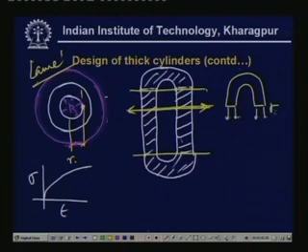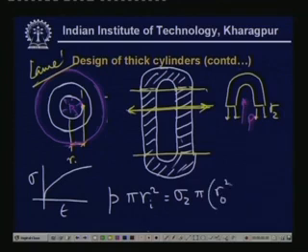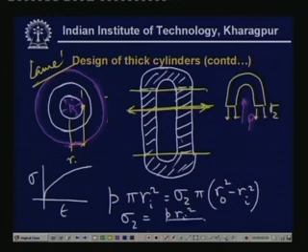There will be sigma z, and pressure is acting throughout. So if you balance the equation along the vertical direction, what you get is P times pi Ri square is equal to sigma z times pi (rho square minus ri square). This gives sigma z equal to p times ri square divided by (rho square minus ri square). So this is the expression for sigma z.